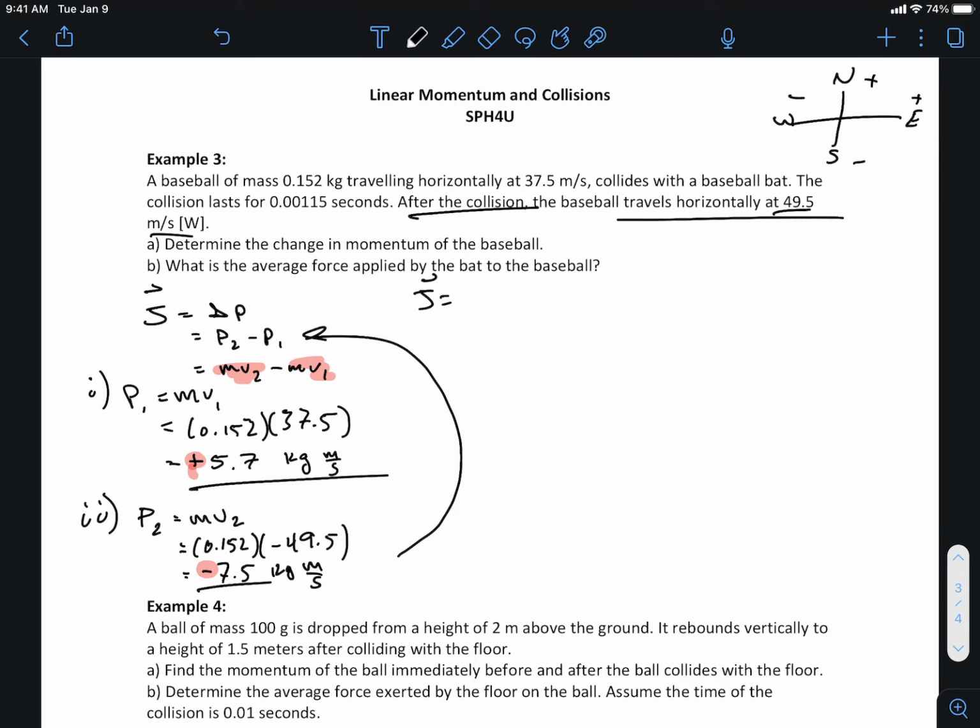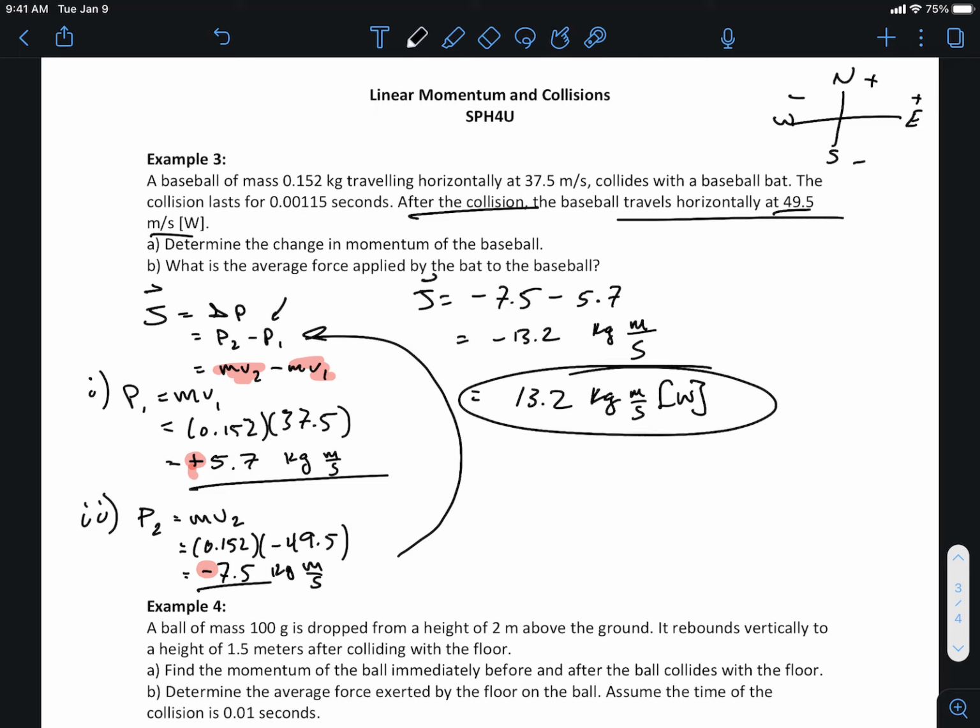We can find that the jerk or impulse is going to be P2. Well, P2 we found to be negative 7.5, and P1 we found to be minus 5.7, right? And so we get negative 13.2. Right? Which direction? Well, it came out negative, right? So we could say, okay, well, it's 13.2 in the west direction. Okay, that'll be the answer for part A.